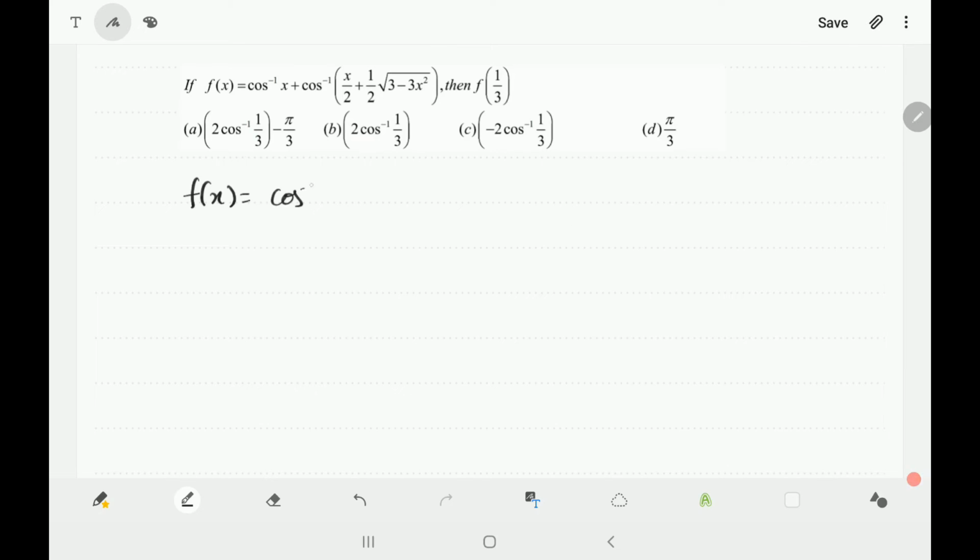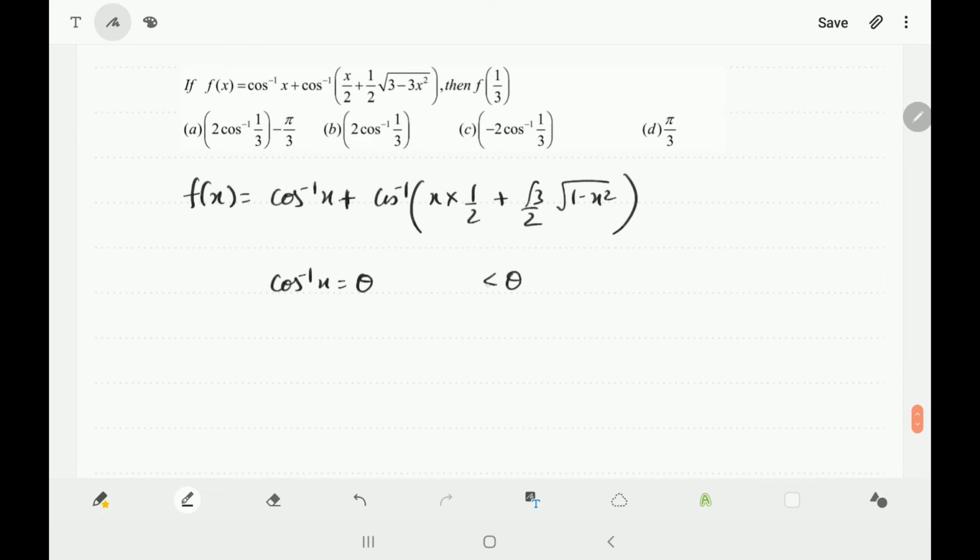So I'll write f of x as cos inverse x plus cos inverse of x into 1 by 2 plus root 3 by 2 under root of 1 minus x square. Okay. So let's consider cos inverse x as theta. So we will have a range of theta from 0 to pi. So x will be equal to cos theta.